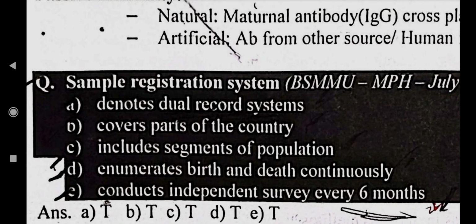Sample registration system. True answer: it denotes a dual record system, covers parts of the country, includes segments of the population, enumerates birth and death, and continuously conducts an independent survey every 6 months.